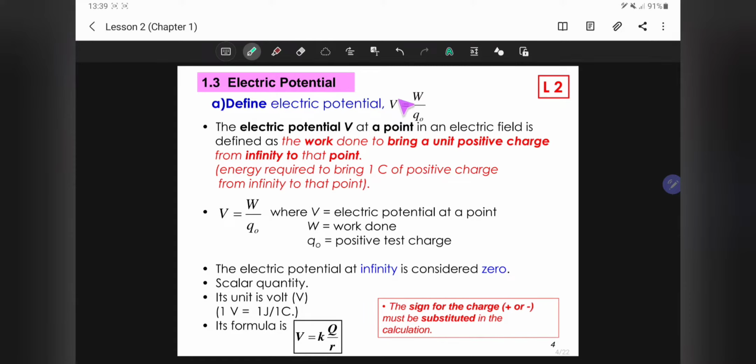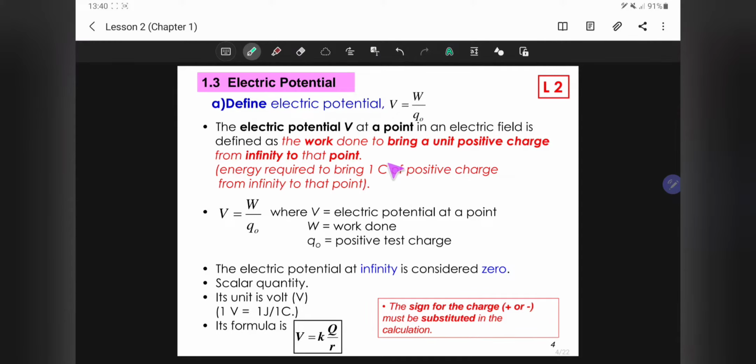The electric potential V at a point in an electric field is defined as the work done, W now representing the work done, to bring a unit positive charge, that one is Q naught, from infinity to that point. So actually potential represents the work done in bringing a particle or charge from infinity to that point. In simple words, it is the energy required to bring one coulomb of positive charge from infinity to that point. So we just assume that the charge now is 1 coulomb.